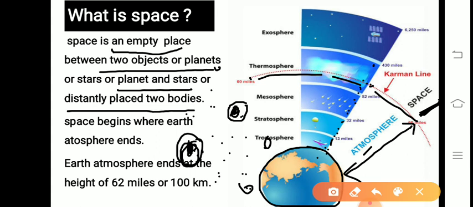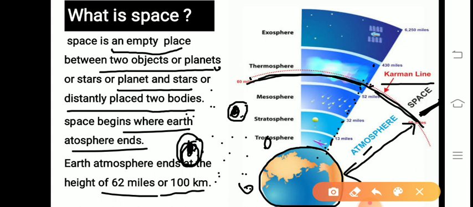The line that separates our atmosphere from space is called the Kármán line. So remember it. What is the Kármán line? The Kármán line is a line that separates or demarcates our atmosphere from space. So the second question here is where space begins. Space begins where the Earth's atmosphere ends, and it ends at a height of 62 miles or 100 kilometers.